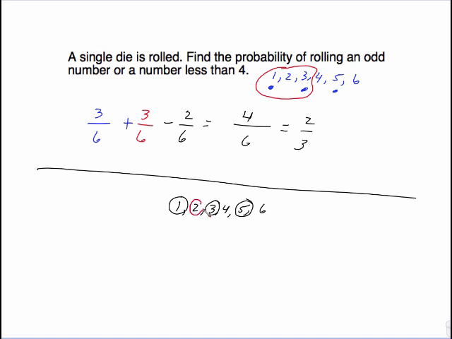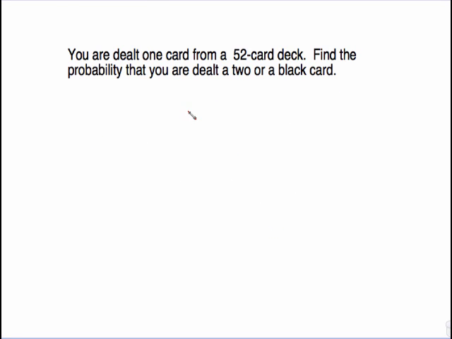That's less than 4, so I need it. That one's less than 4. I've already counted it. Look at what you got circled up. You've got 4 elements circled up, which reduces to 2/3. I think this is a decent method if you don't have too many of them to go through and count individually, but your choice. You are dealt one card from a 52 card deck.